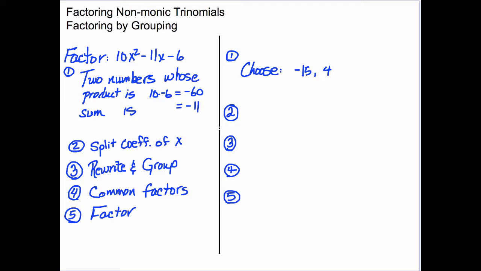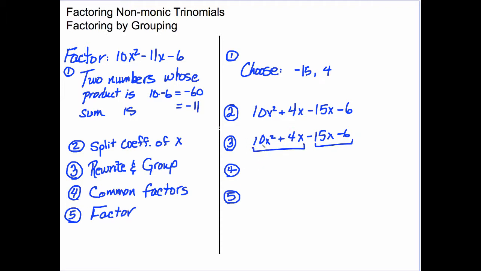Now you need to watch this carefully because there's something that we haven't seen yet that I'd like you to be aware of. So we'll start with 10x squared, and we're going to split the coefficient plus 4x minus 15x minus 6. Next, we're going to rewrite and group. So this is going to take 10x squared plus 4x minus 15x minus 6, and we're going to group these two things together and these two things together.